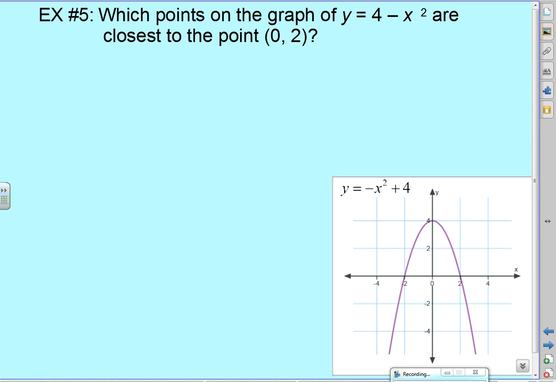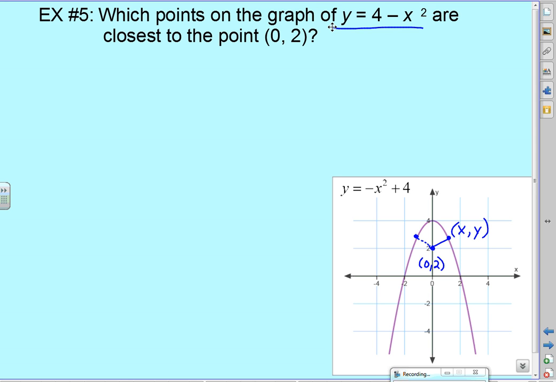Which points on the graph of y equals 4 minus x squared are closest to the point (0, 2)? Here is our equation, and I have graphed it out. It is a parabola facing downward, no big surprise, with the vertex up there at (0, 4). We want to find a point closest to our point (0, 2), and if I just sketch over, it's going to be somewhere in this vicinity. I suspect there'll also be a point sitting over here, and hopefully we gather both of those points through our process. We should see that evolve as we go through this.